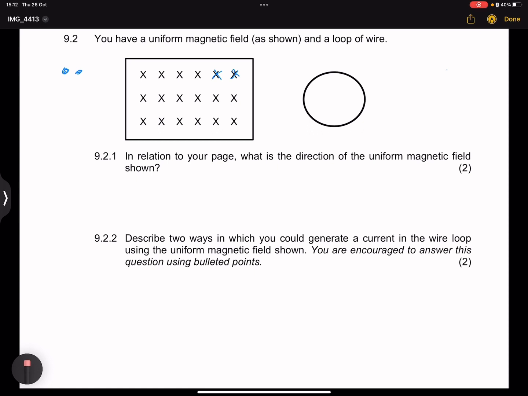And then finally, they say to us, describe two ways in which you could generate a current in the wire loop using the uniform magnetic field shown. So how would we generate current in this case? We can try to move the loop into the magnetic field. So we would move the loop into field.